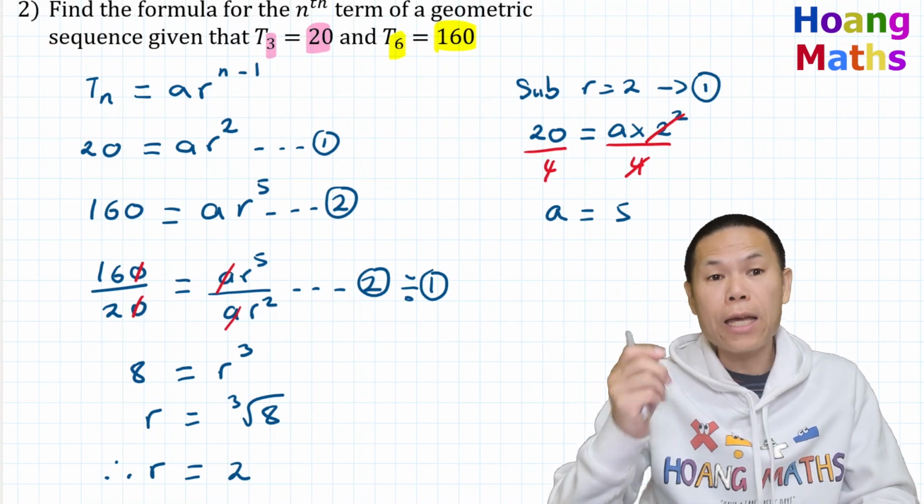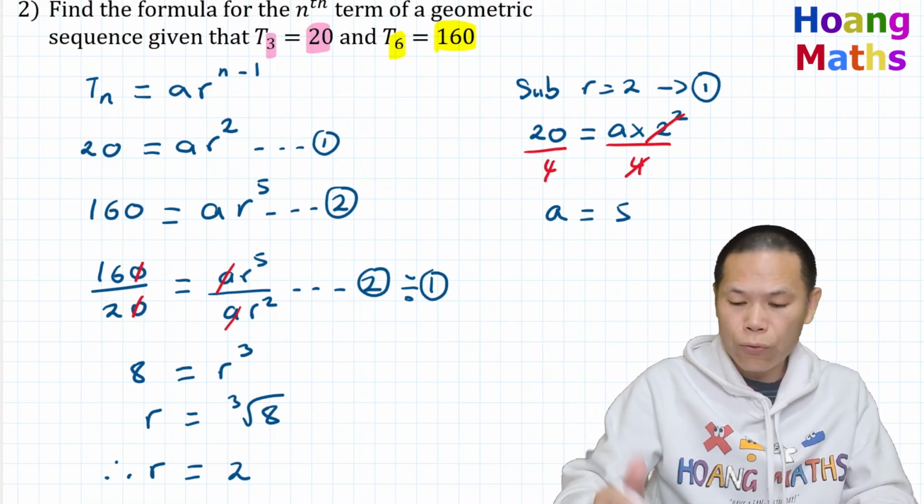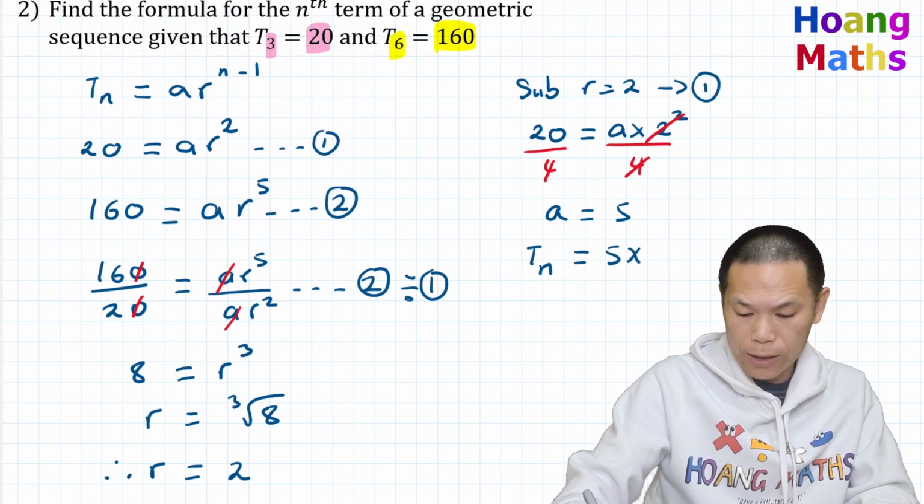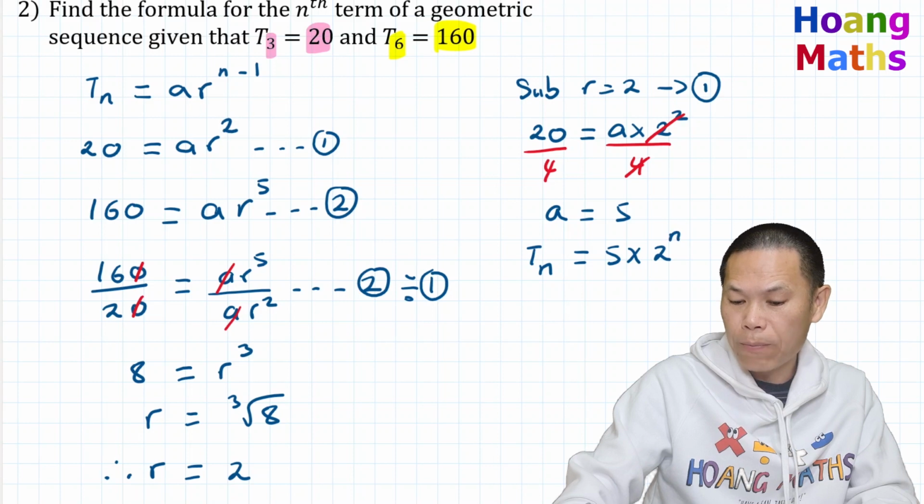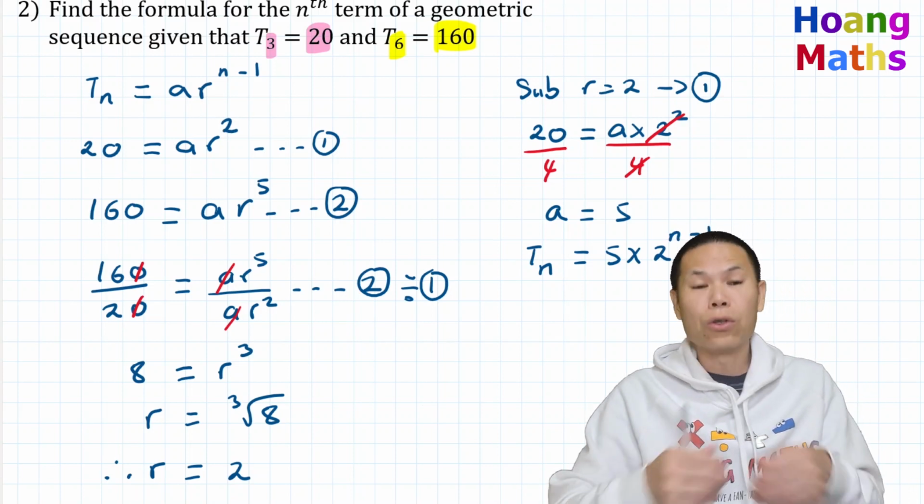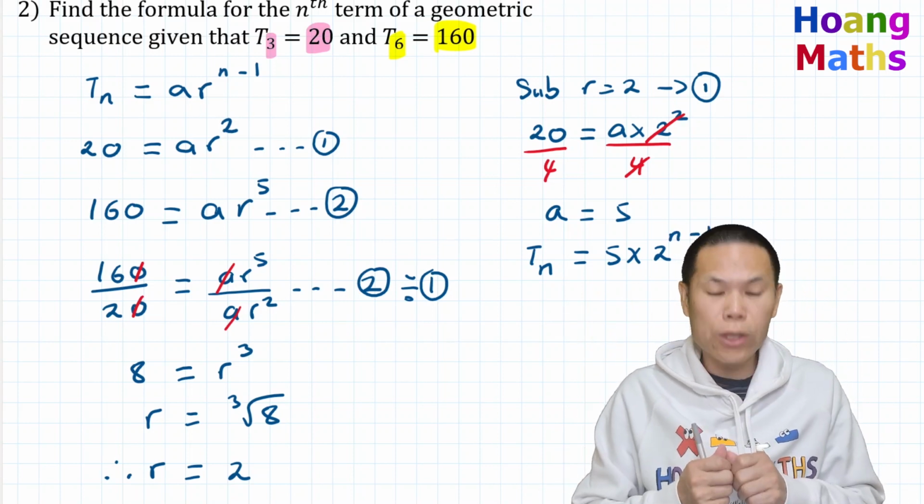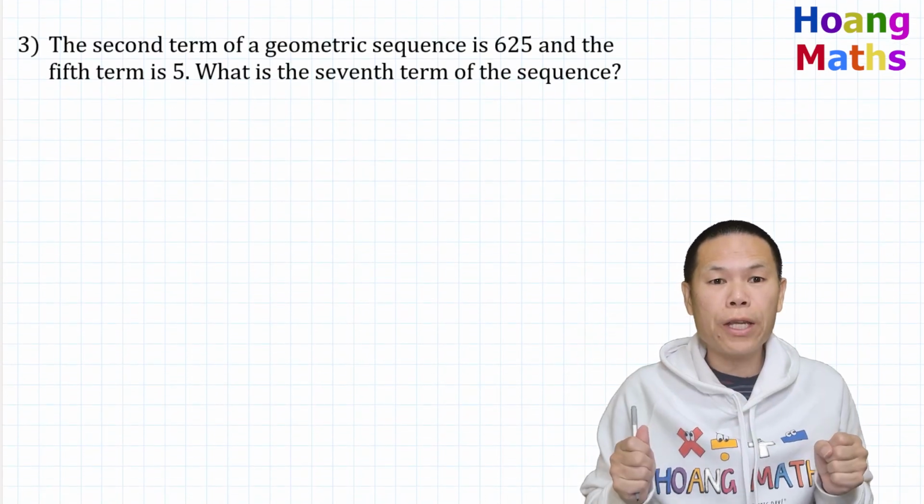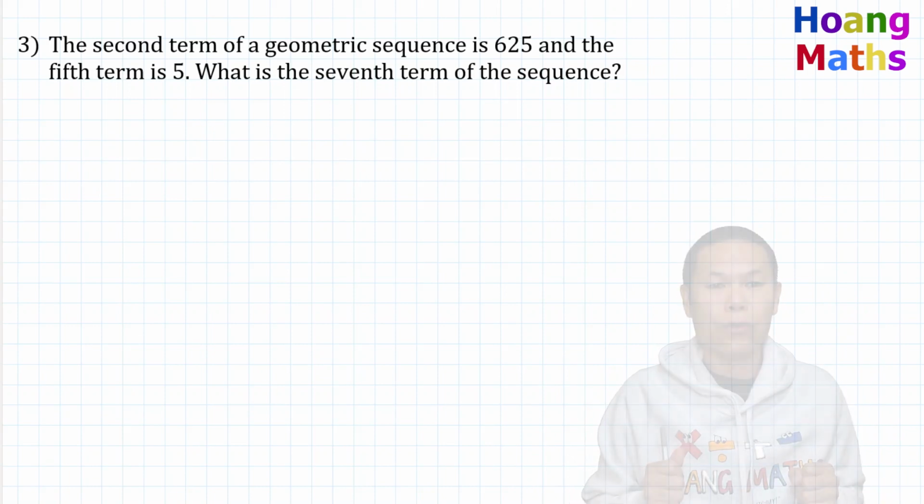So now we have A and we have R. So the general rule for this sequence is T of n equals A, which is 5, R is 2, so 2 power of n minus 1. So there you go. This is the rule for this sequence. Please pause the video and try this one yourself.